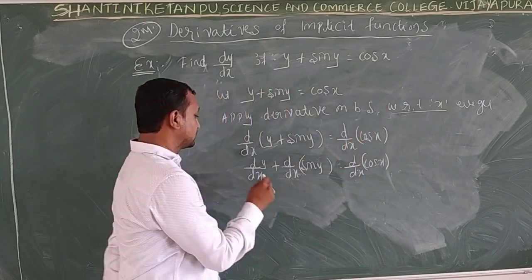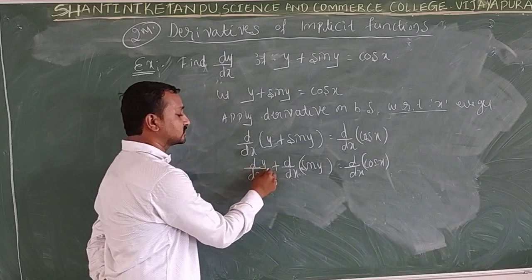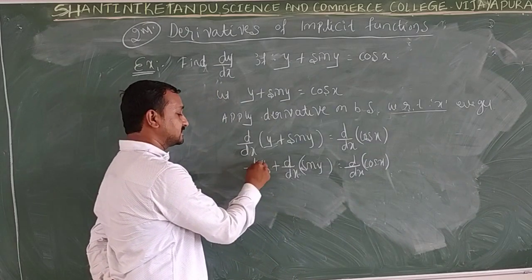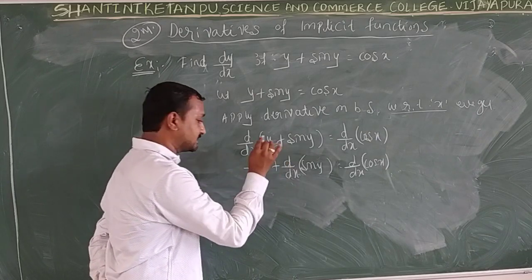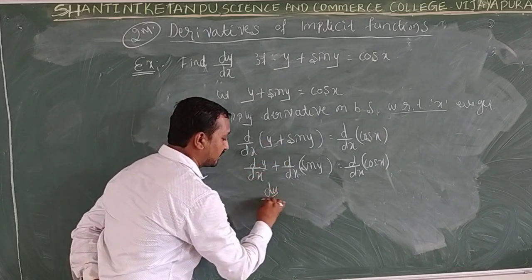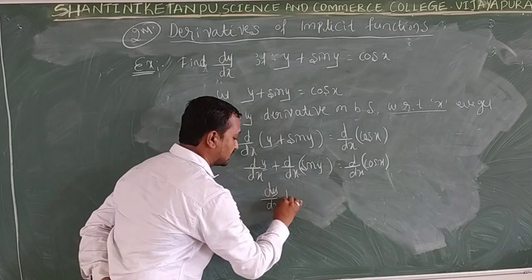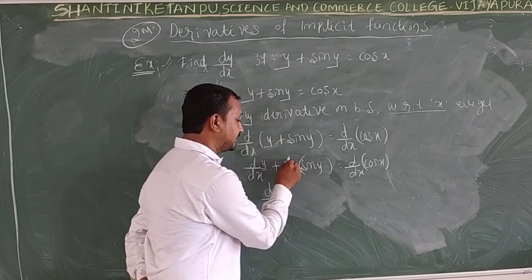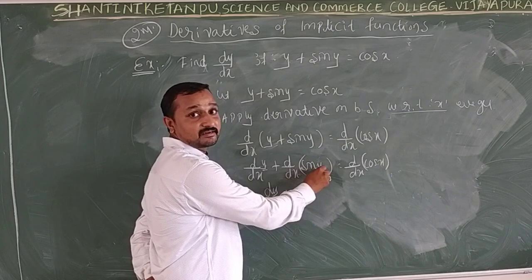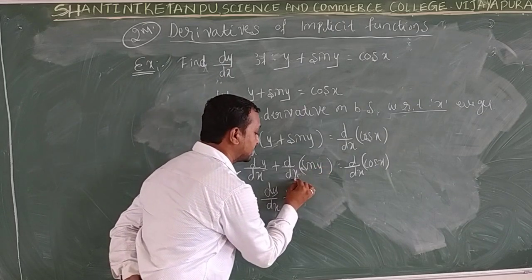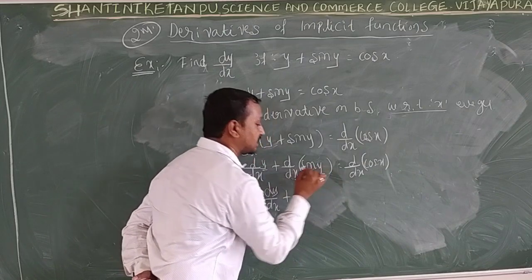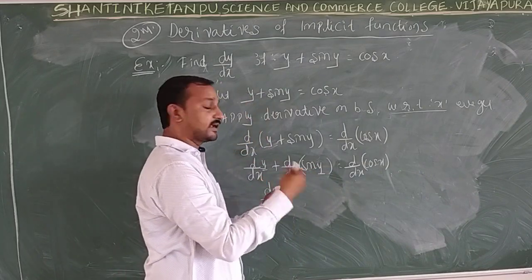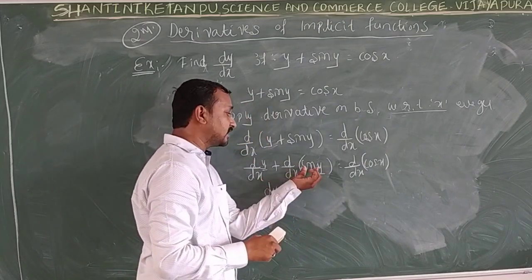So students, this is d by dx of y. Here there is no function, so keep it as it is. The derivative of y is dy by dx. Keep it as it is, that is dy by dx plus, here see that d by dx of sin y is there. This is a function in terms of y.